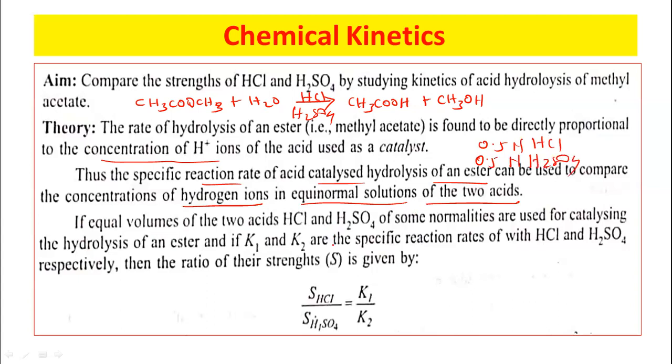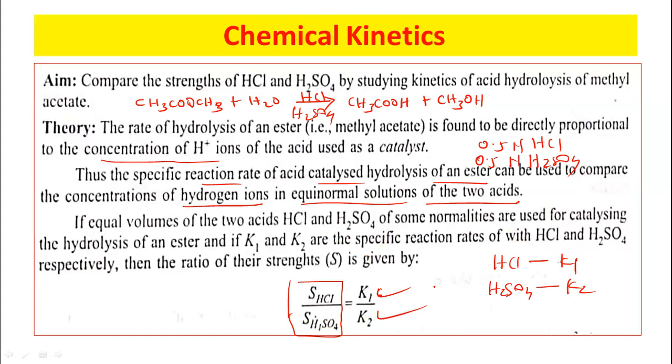And we are going to find out the specific reaction rate constant. Suppose for HCl as a catalyst, the specific reaction rate constant for the hydrolysis of this reaction is K1. And for sulfuric acid, the specific reaction rate constant is K2. On the basis of the K1 and K2 values, we can find out the strength of HCl and H2SO4. It is equal to K1 upon K2. So in this experiment, we are going to determine the K1 value and K2 value.